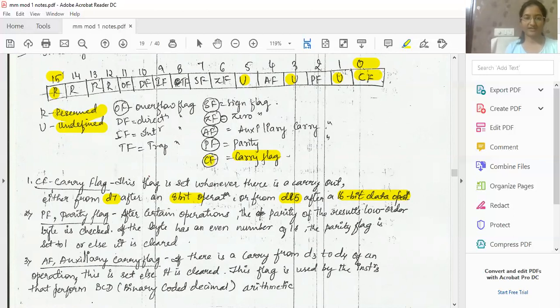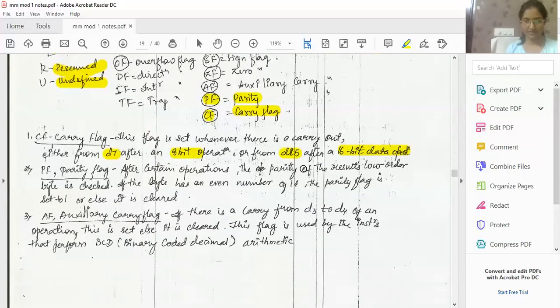Next you have the parity flag. We have also studied the parity flag in the case of 8085, right? There has to be an even number of ones in the result. Here you can read: after certain operations the parity of the result's low order byte is checked. Okay, remember, the result's low order byte is checked for its parity. If the byte has an even number of ones, the parity flag is set to 1.